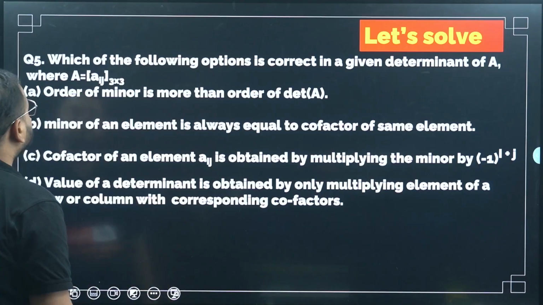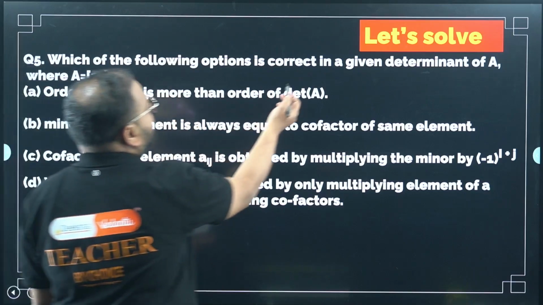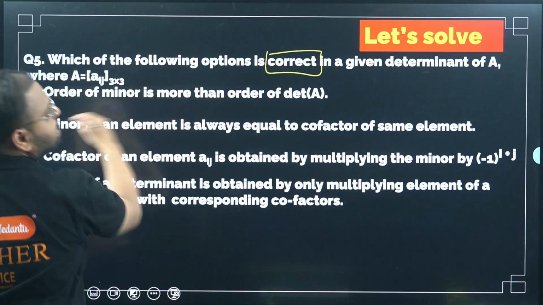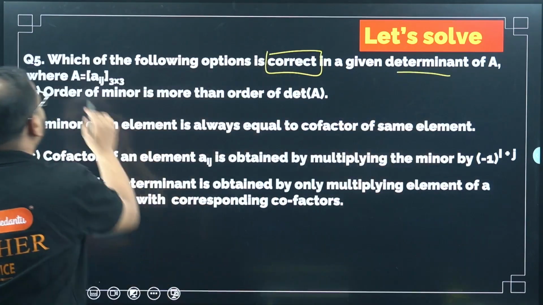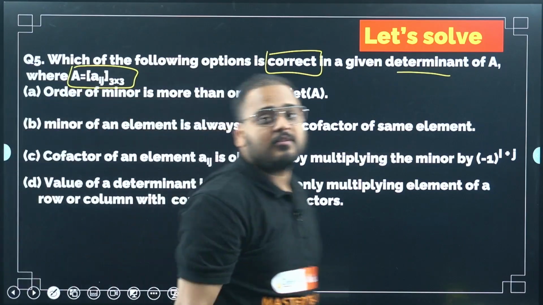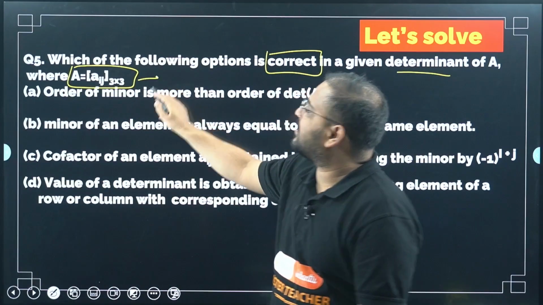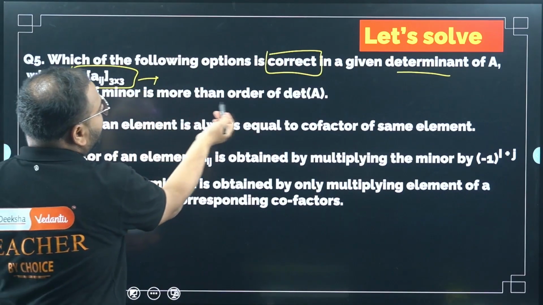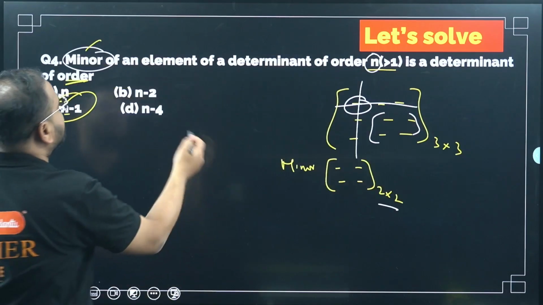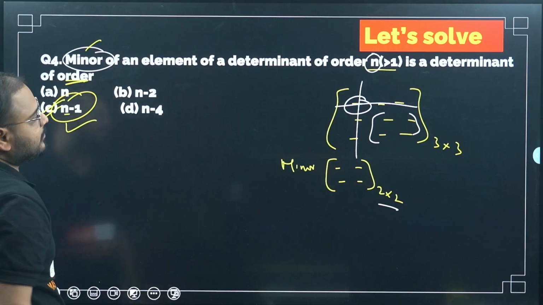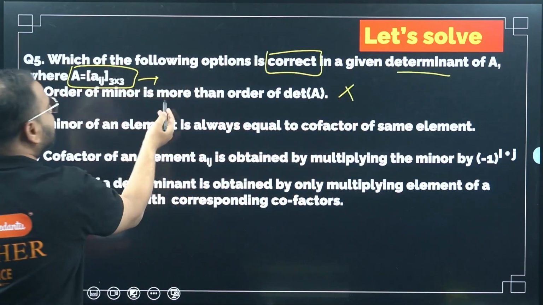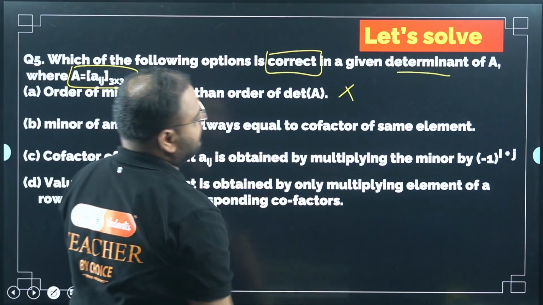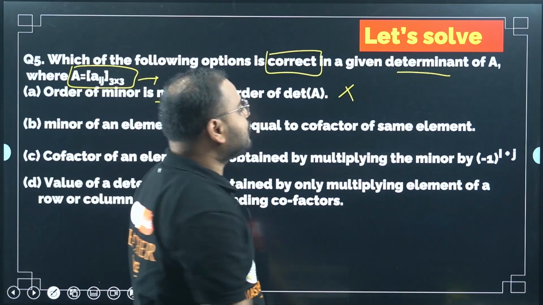Only definition based. So let's read all the statements. Which of the following options is correct? We are only looking for correct answers. For the given determinant of matrix A, which is 3 cross 3, it is a square matrix with order 3 cross 3. Let's check. First one, order of the minor is more than order of the determinant A. This is incorrect, right? We just said the order of the minor is 1 less than the order of the determinant A. Not possible, so incorrect. Second one, minor of the element is always equal to cofactor of the element. Not necessarily. It is equal at times only when the sign is positive.